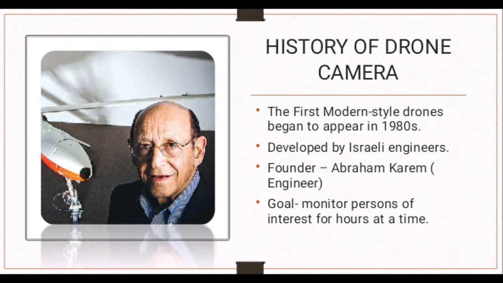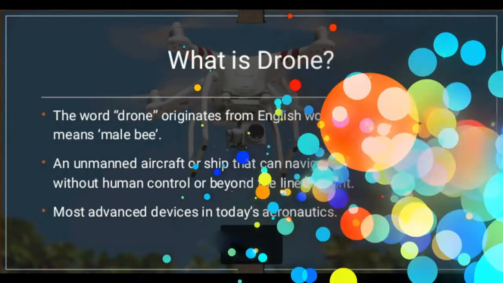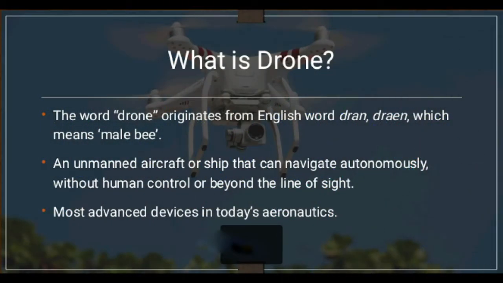The first modern drone was developed by Israeli engineer Abraham Karim in the 1980s. This drone was equipped with video cameras to monitor the person of interest for hours at a time. The Predator drone, which was developed by engineer Abraham Karim, rose in popularity during the Afghanistan and Iraq wars for its ability to loiter over areas for an extended period of time, making it useful for monitoring the daily routine of potential targets.